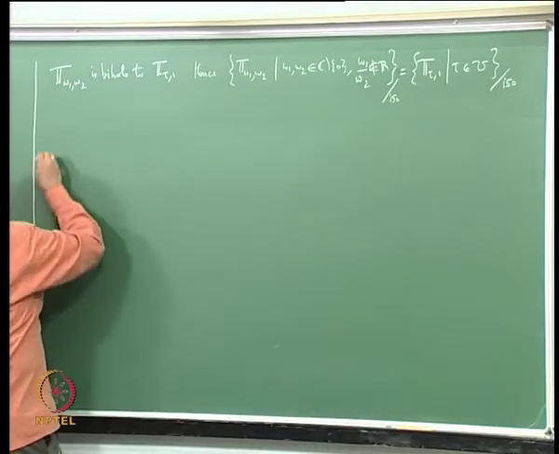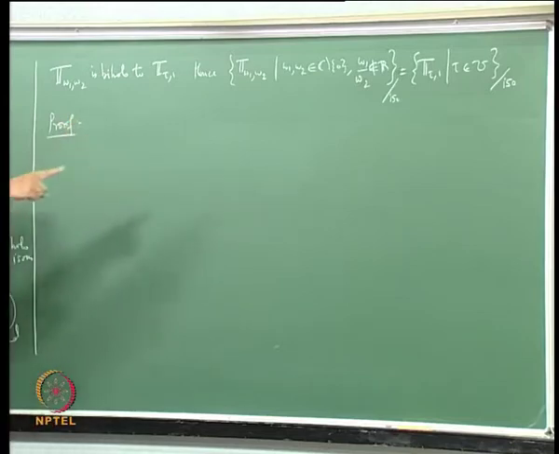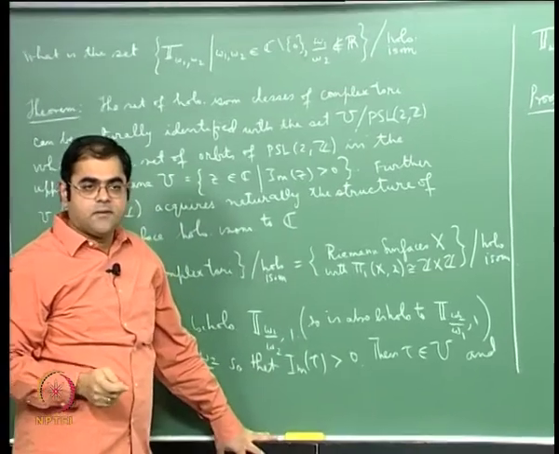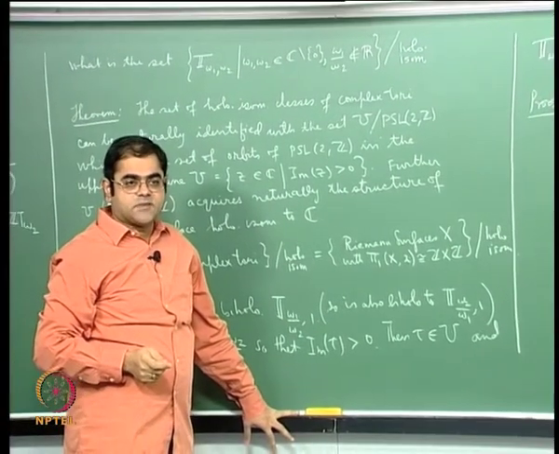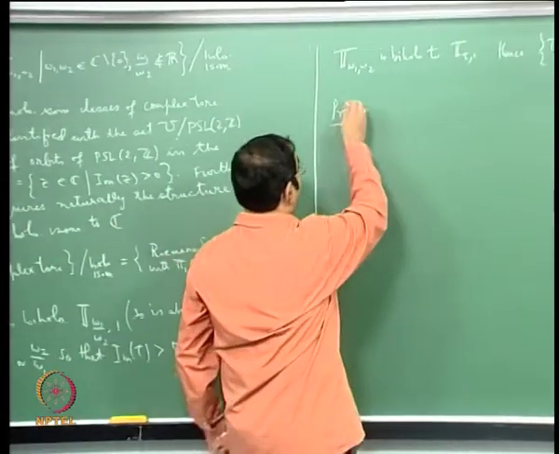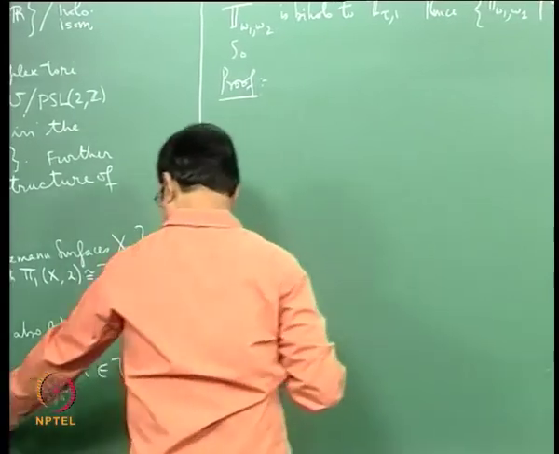Now what is the proof for this lemma? The proof of this lemma is where U comes into the picture. So in fact what's happening is that you have, let me write that down, you have actually a map.